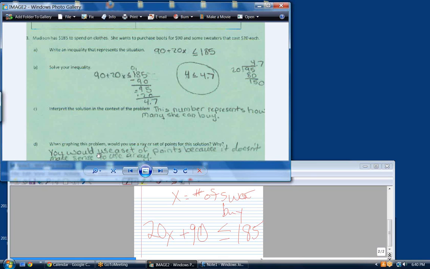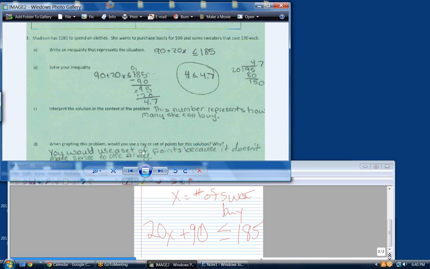Yeah, when you can go negative. In other words, if you can buy pieces of a sweater. If you could buy 4.7 sweaters, you would use a ray also. But because we have to come up with a whole number as an answer, then that's a set of points, not a ray.